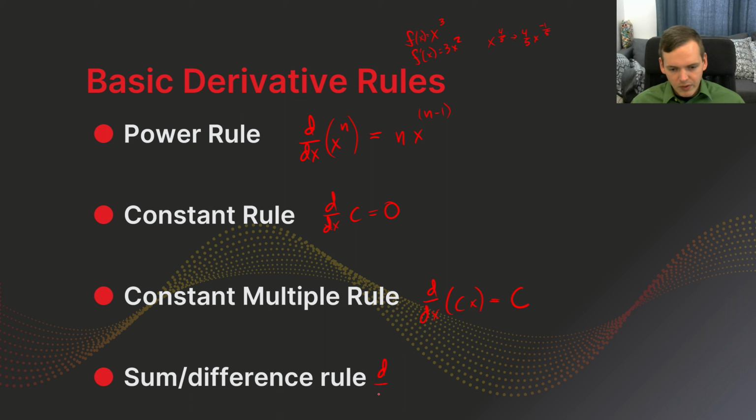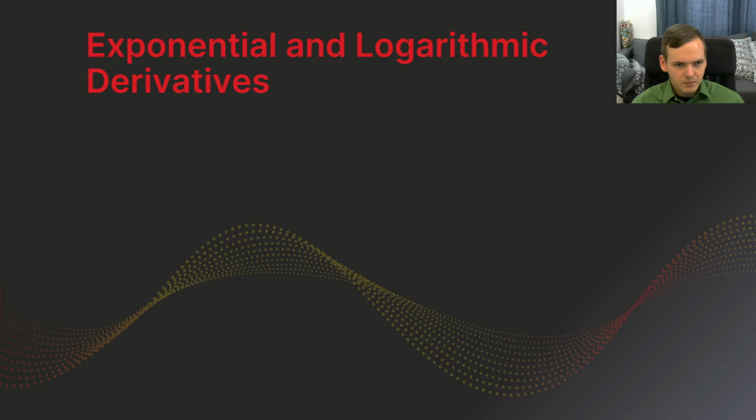Lastly, the sum and difference rule, at least for this slide. If you have the derivative of f of x plus or minus g of x, it works for both plus and minus. This is equal to the derivative of f of x plus or minus the derivative of g of x. This is nice because it basically means you can take the derivative before or after you add the functions. So in some cases, if you know how to find the derivative of the individual functions, you can just split it up, find their derivatives, and go forward. So these are all of our basic rules.